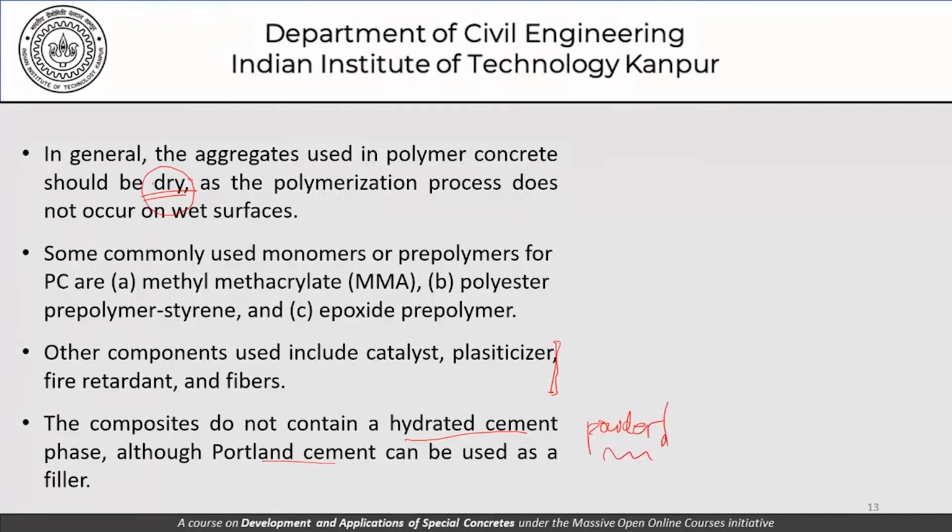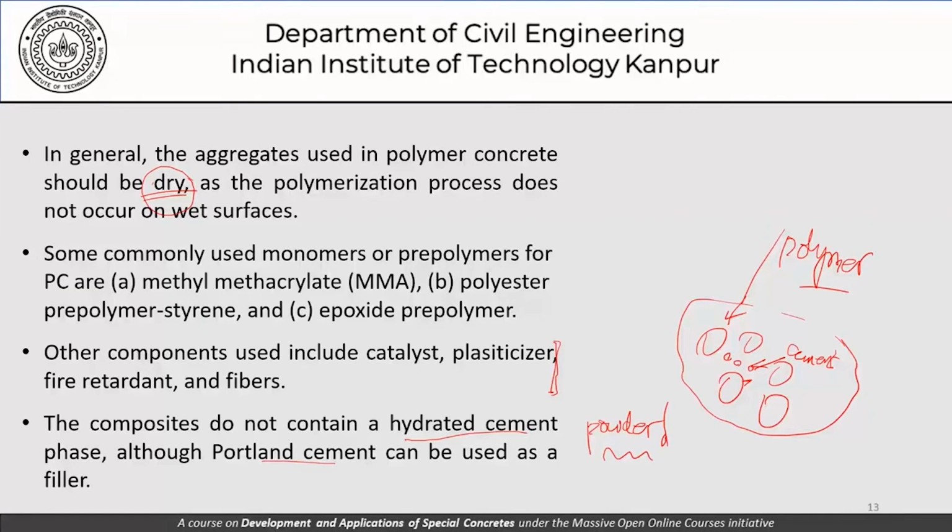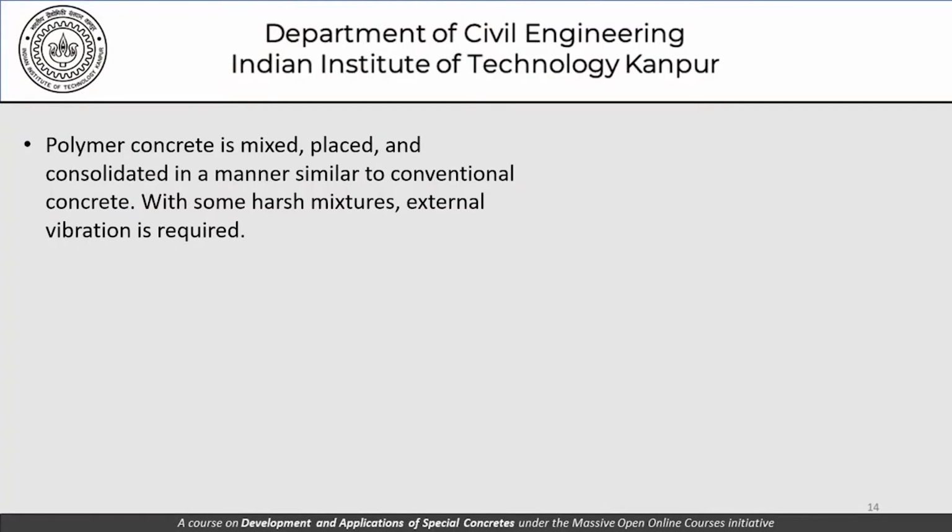So as far as aggregates are concerned, yes, we can have aggregates, we can have smaller particles, which could be cement particles, and then in this whole thing, we add this premixed polymer or the prepolymers and freeze this whole thing, including the cement particles in it, which is acting as fillers, and what we get is polymer concrete. Polymer concrete is mixed, placed, and consolidated in a manner similar to conventional concrete. When there are some harsh mixtures, external vibration may be required.